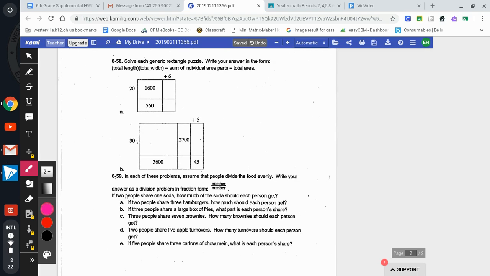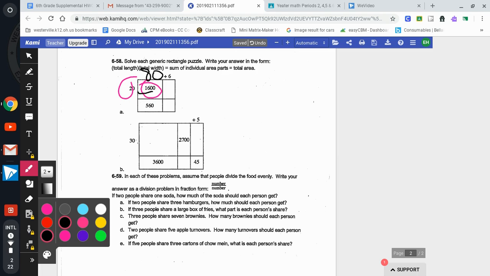Moving to the back of your worksheet, you got 2 generic rectangles that have been started. Again, B is a little more difficult than A. Again, look at what you know already. So 20 times something is 1600. Again, I'm going to highlight and just look at the 16. I know that 2 times 8 is 16. So if I put an 8 up here, and I have 2 zeros and there's 1 0 here, I'm going to have to add another 0. So I got 80 times 20.